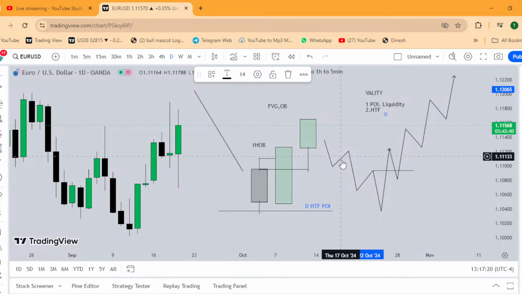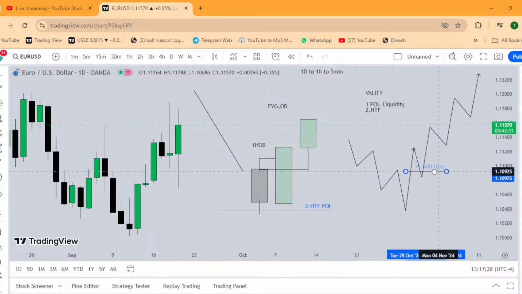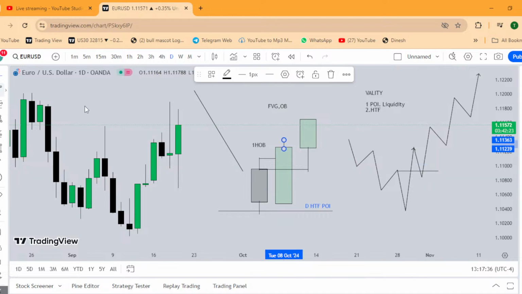So if you're drawing it using a line chart or a lower time frame, the entry for this particular trade would be here. So we have to combine other things also. For example, the kill zones. We'll look into that. So price, we enter from here and then push to the upside.